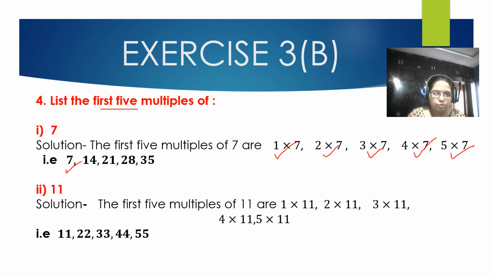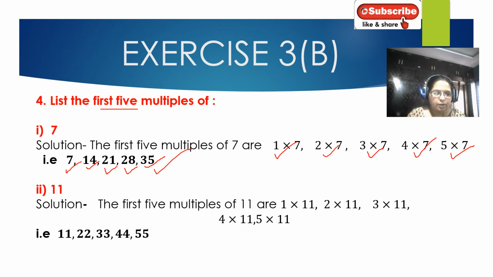2 multiplied with 7 is 14. 3 multiplied with 7 is 21. 4 multiplied with 7 is 28. 5 multiplied with 7 is 35. So the first 5 multiples of 7 are 7, 14, 21, 28 and 35.